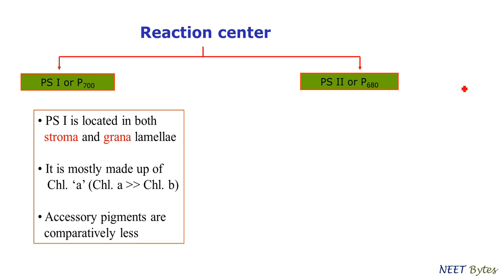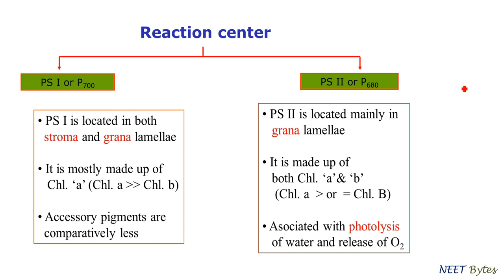But the moment we talk about PS2, that is located only in the granal lamellae, not in the stromal lamellae. Okay. So it is also made of chlorophyll a and b, right? But here the amount of b is comparatively more. So if I compare chlorophyll a and b, even in that case chlorophyll a is more. But if we compare with PS1, here certainly chlorophyll b is more. Okay. And it is associated with the photolysis of water, right? So this is how we can differentiate between photosystem 1 and photosystem 2, right?